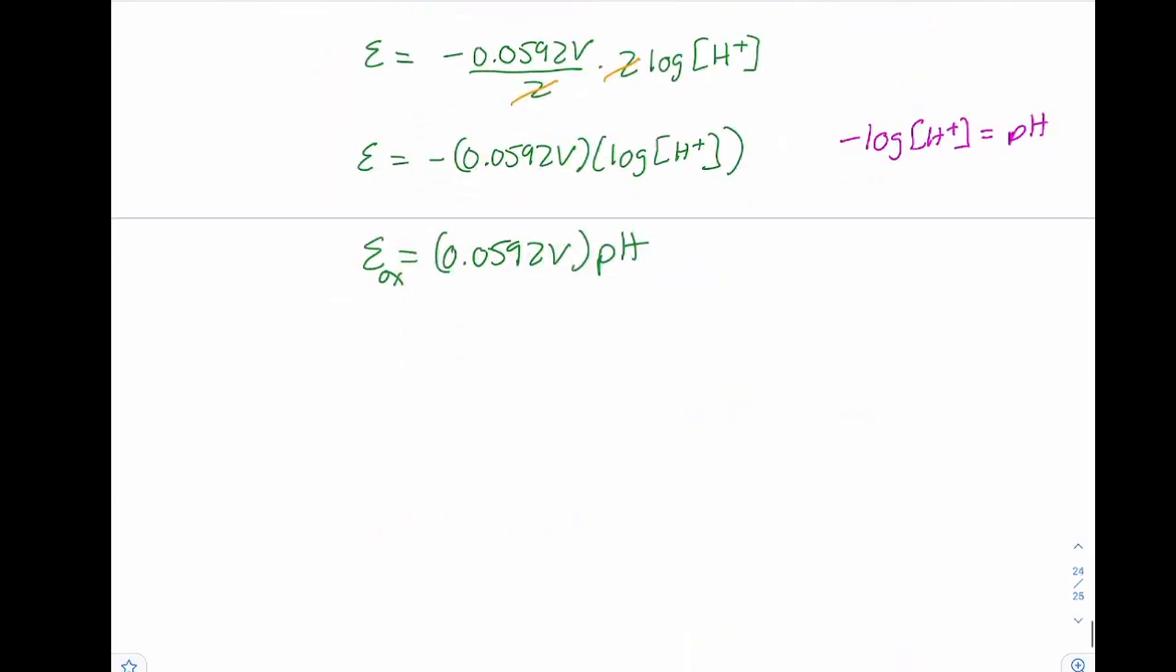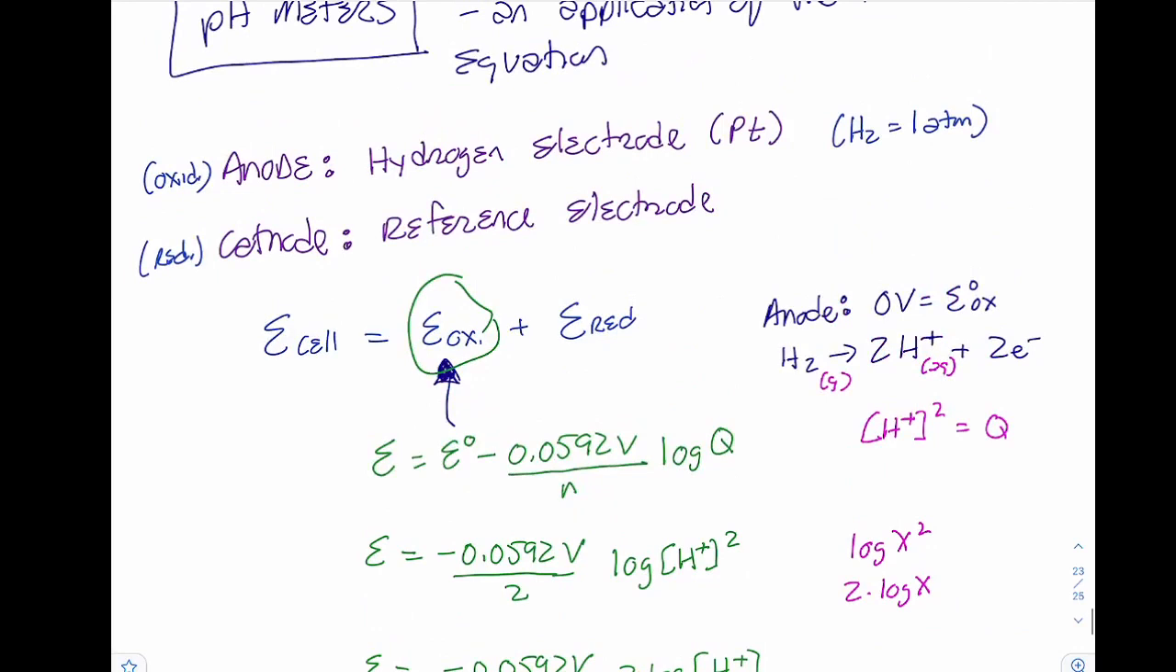So I know that my cell potential is going to be equal to the cell potential at my oxidation half cell, which is equal to this, plus the one at my reduction, which is going to be that reference. So I'm putting REF for reference. You could put RED for reduction. I know that my reduction, right, that's my cathode, is going to be my reference.